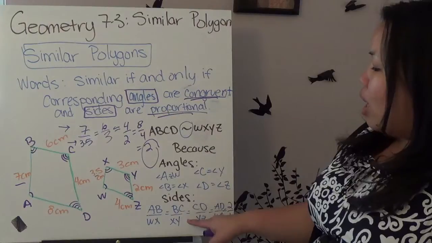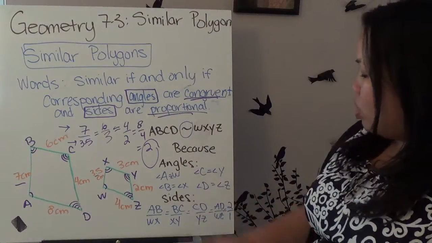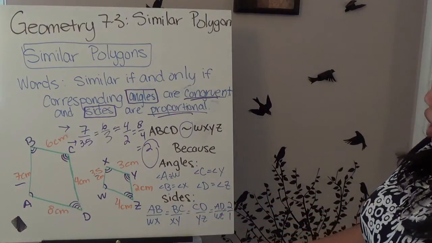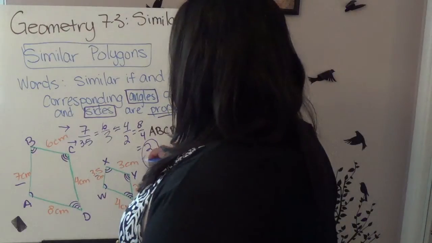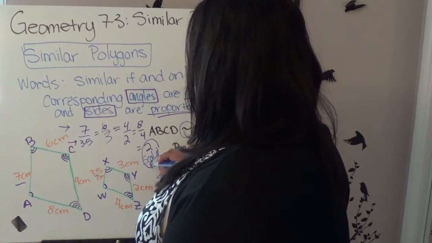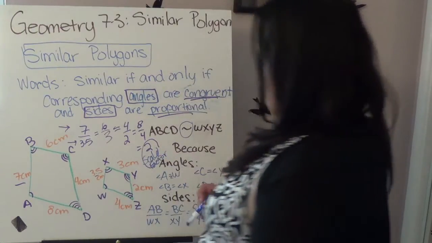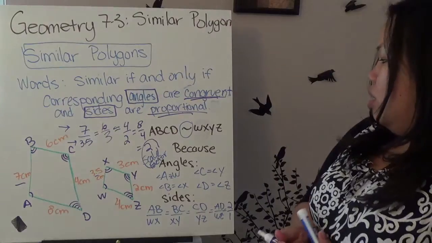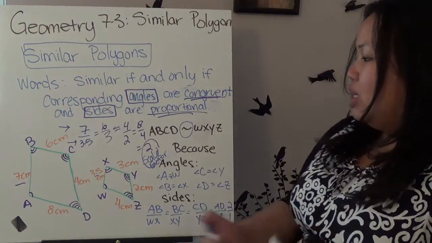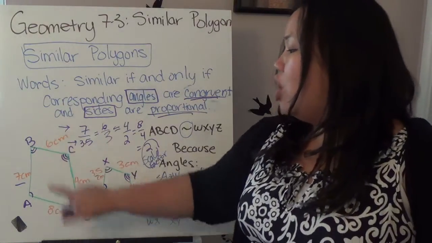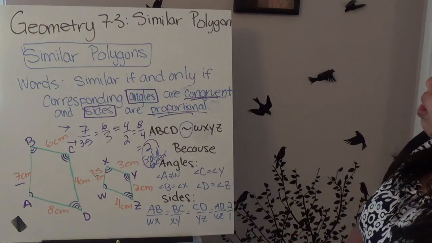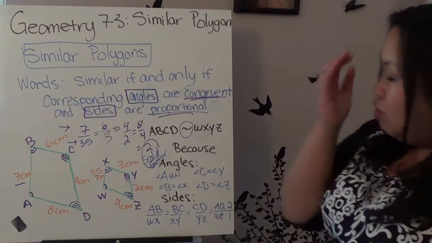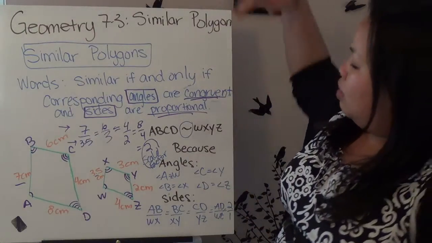So that's why, because the angles are equal and the sides are all proportionate, they're equal 2 to 1. This right here is called my scale factor. So that means all the sides here are 2 times bigger than all the sides here. And those are similar polygons. So go ahead and do the vocabulary. Write this down, and we have one example.